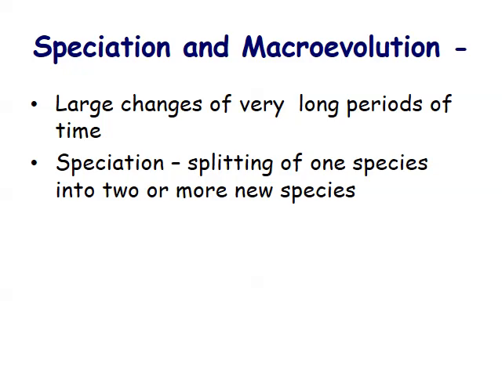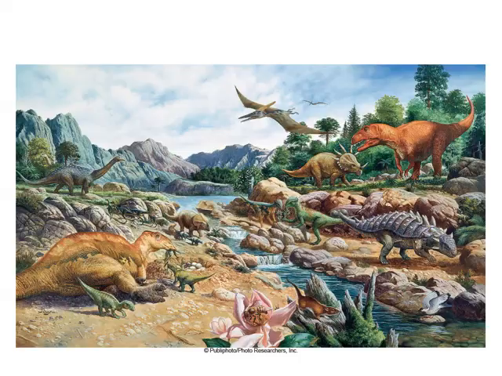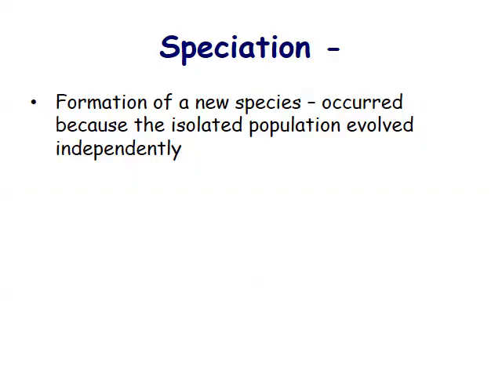Speciation and macroevolution occurs over very long periods of time. Speciation is when you have one species of organisms and then divides into 2 or more species. Speciation, therefore, is the formation of new species. And this generally occurs because you have a group of organisms, a population that becomes divided or isolated from each other, and then they evolve independently. They evolve so much to a point that they're considered to be different species.